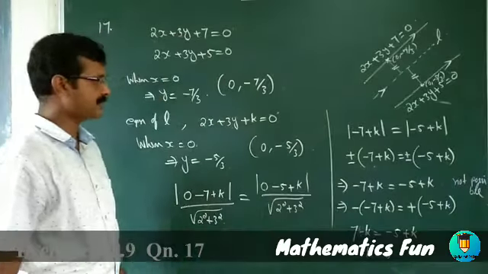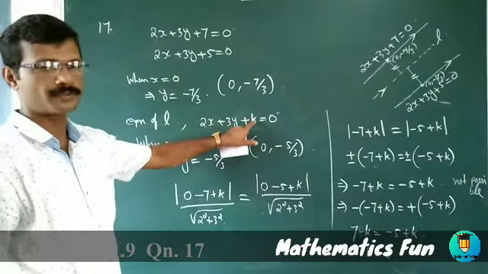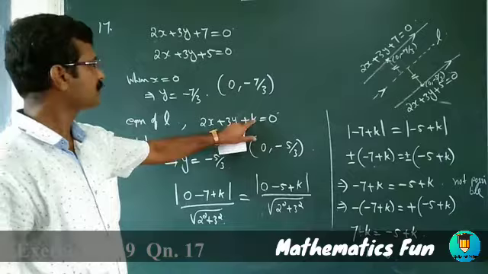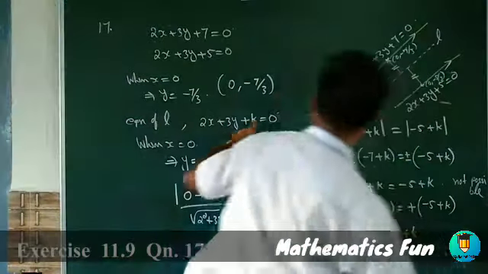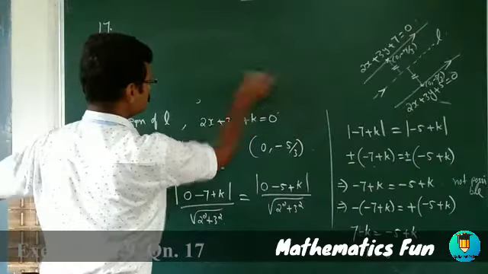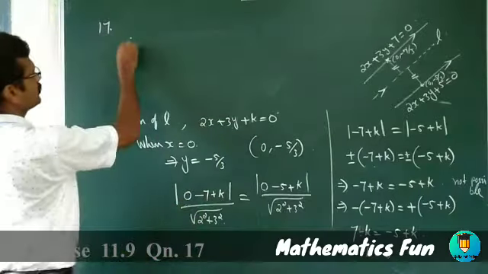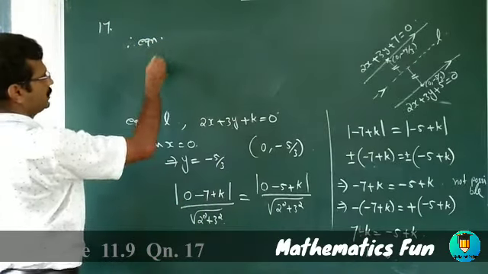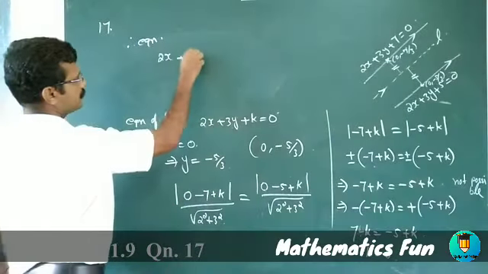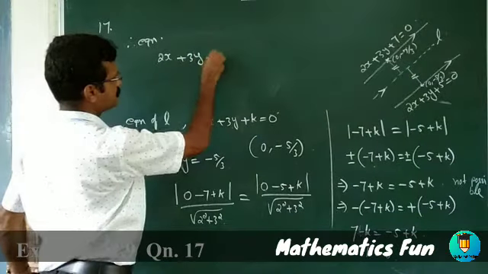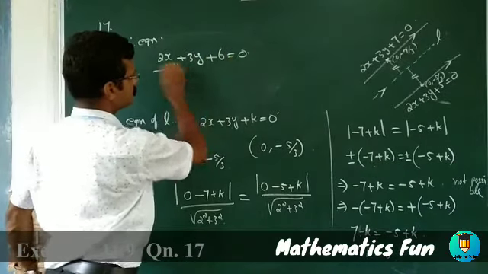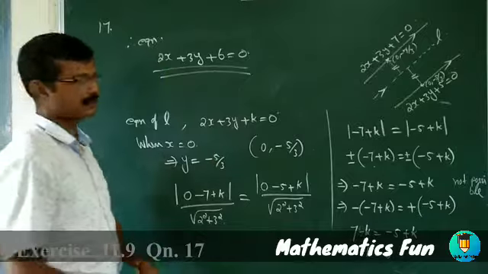I got the value of k, and I will substitute it back here. Then I get the equation 2x plus 3y plus 6 is equal to 0. This is the required equation.